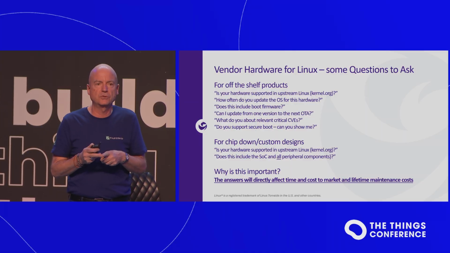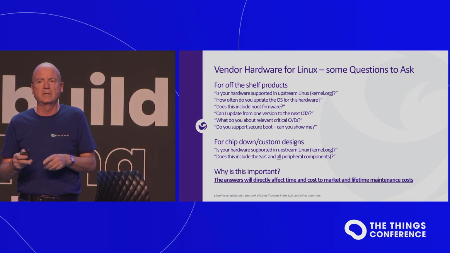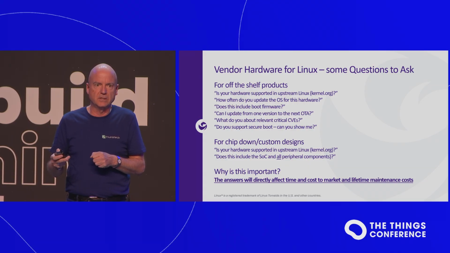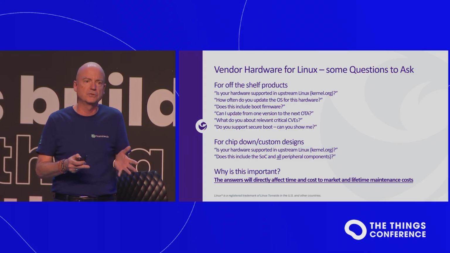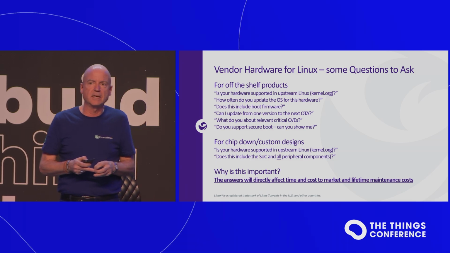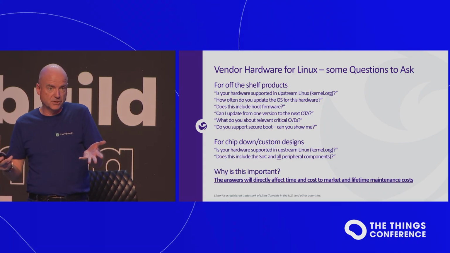So some of the questions that you should ask your vendor of hardware, for off-the-shelf products: it's very important to reduce your costs that your hardware is supported in upstream Linux, in kernel.org. How often do you update the OS for this hardware? So if you're buying an SoC, or you're buying a Wi-Fi chip, or a Bluetooth chip, or a LoRa chip, are you going to commit to updating that software for the next 10 years? How often do you update the OS?